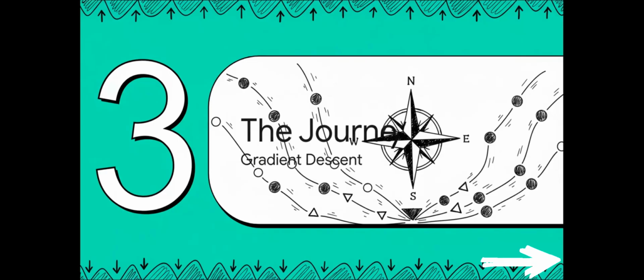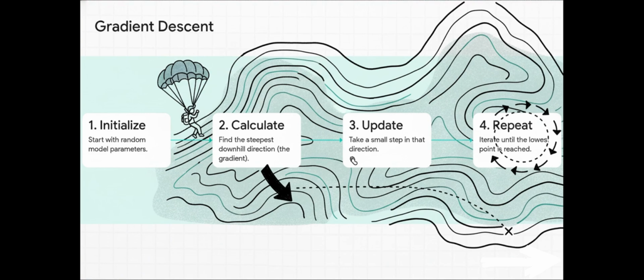All right, now that we have our compass, the negative gradient, we can finally start our journey. The algorithm that uses this compass to take steps and actually move through the landscape is called gradient descent. And it is, without a doubt, the most fundamental optimization algorithm in all of machine learning. The process itself is just beautifully simple and repetitive.